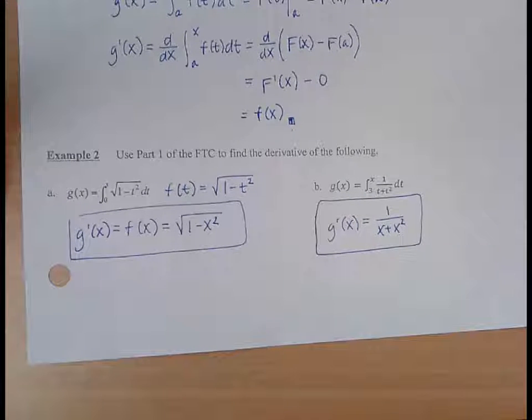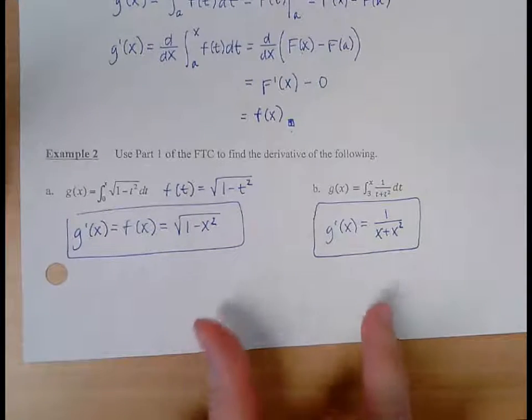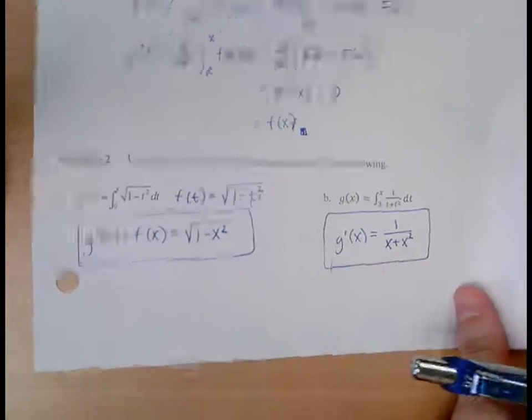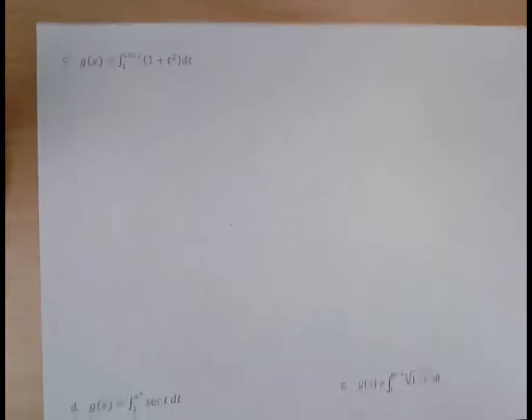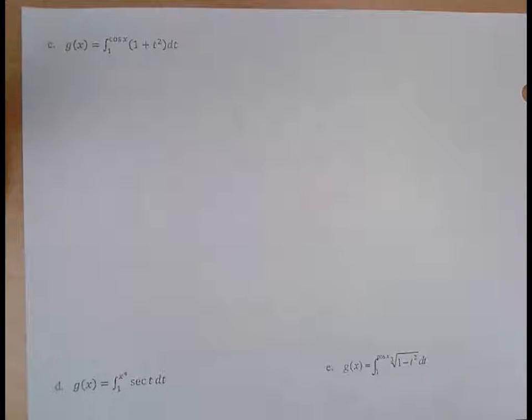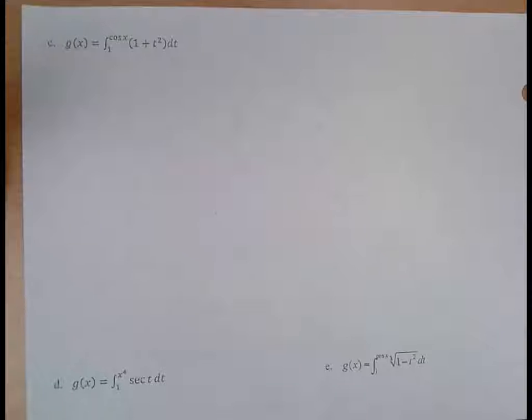Because it's not all derivatives of integrals. Now the next example is not just like this. This is part of it. Look at example C. What's different? The cosine of x is different. This is not just x like it was in the definition.